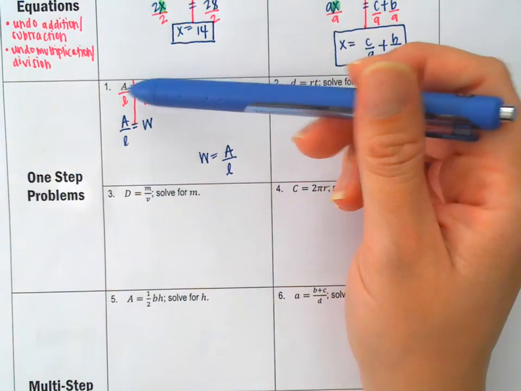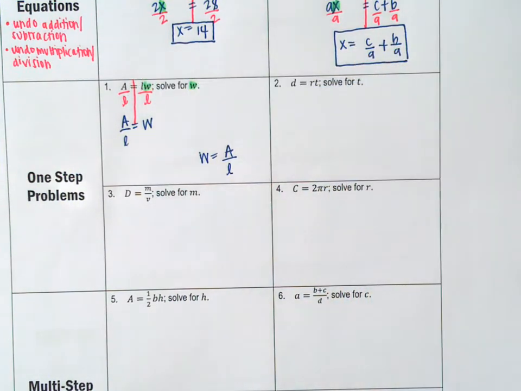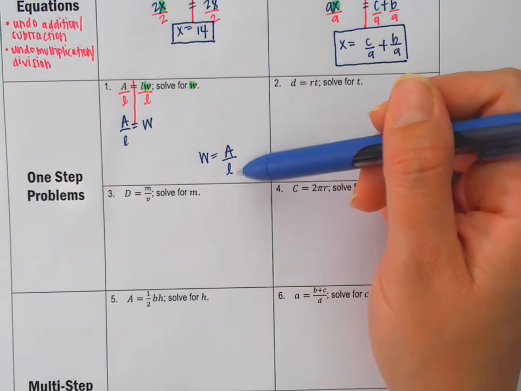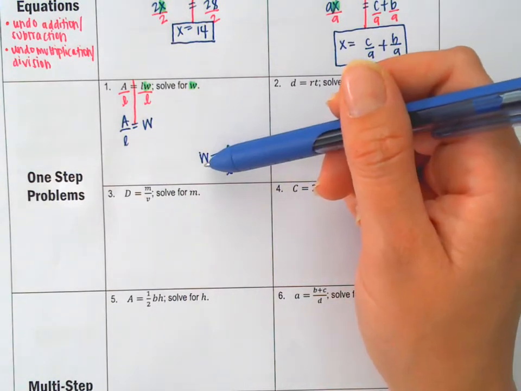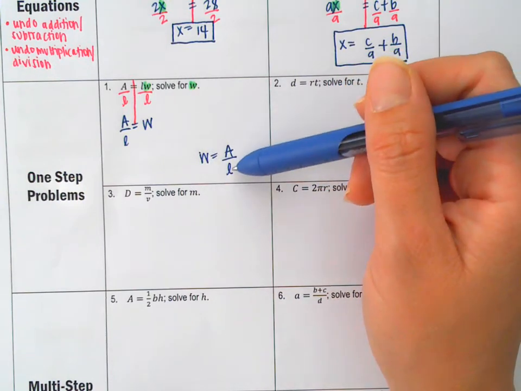So you have this formula up here, area equals length times width. We know that formula. That's the area of a rectangle. And so if I was given the area of a rectangle and the length of a rectangle, I could use this format of the equation to solve for my width. So if I was given area and length, I could solve for width.